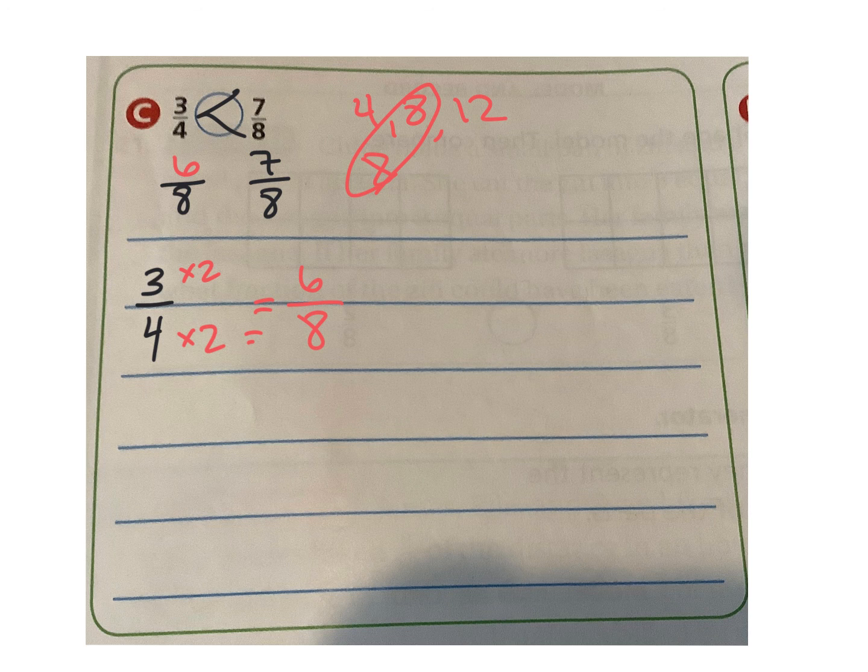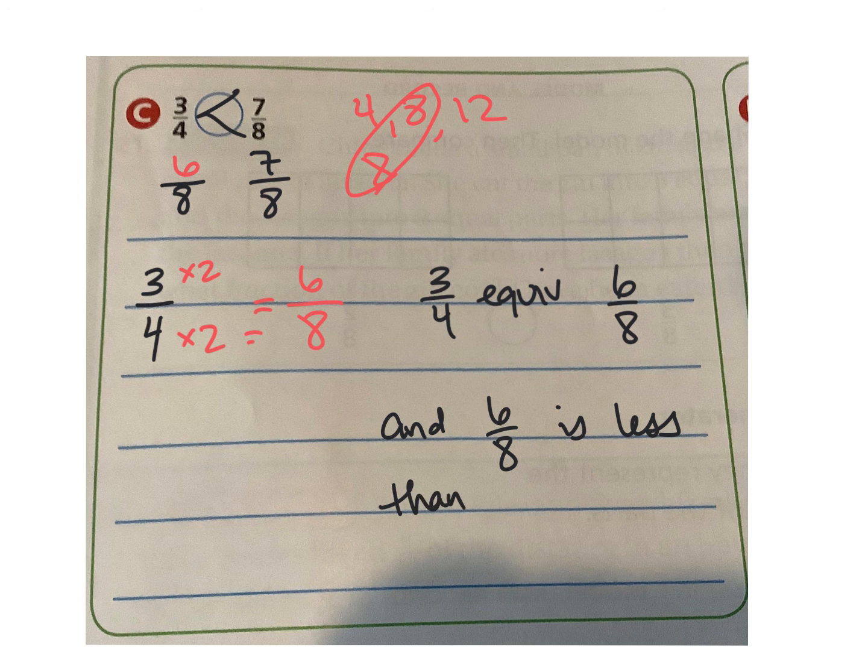How do I explain it? Well, the 3/4 equivalent fraction is 6/8, and 6/8 is less than 7/8 because 6 is less than 7. So that's it. That's it for that one.